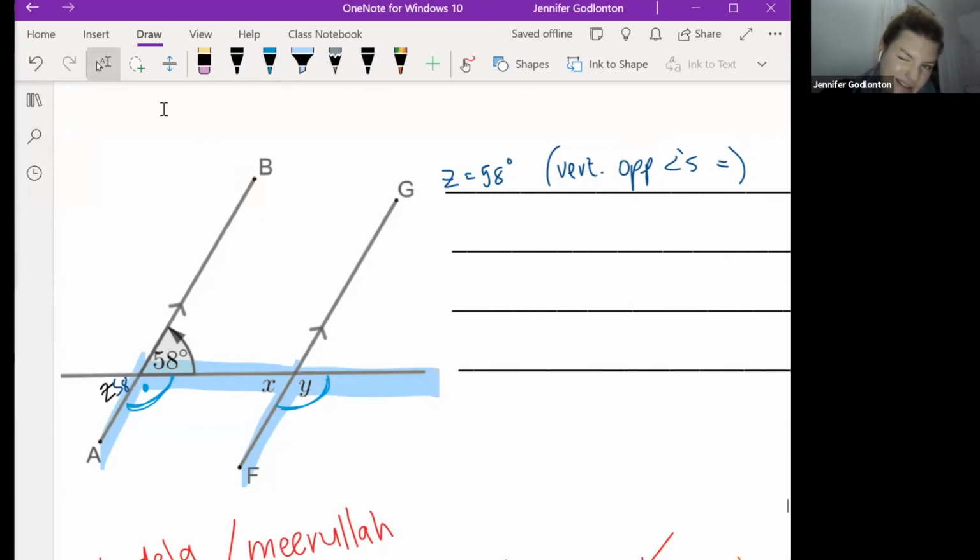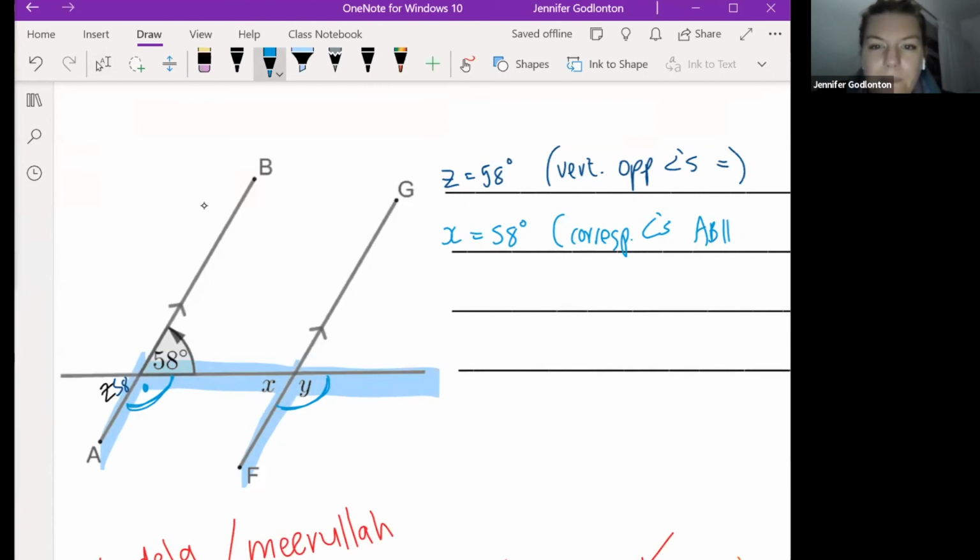Did you find x? Okay, well, what did you get for x? So that means that x is corresponding to z, which is 58. Perfect. AB or BA and then the two lines GF. Perfect. So we could definitely say corresponding angles. We could also have said alternate angles. Both of those would have been fine. Either one of those is fine.